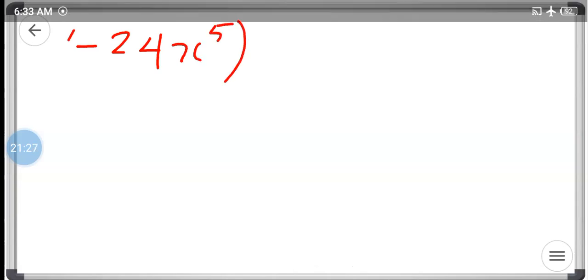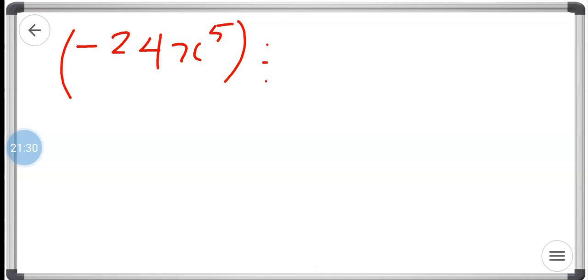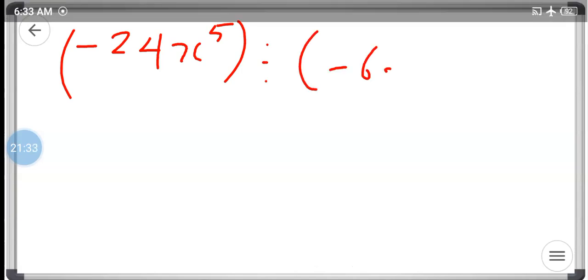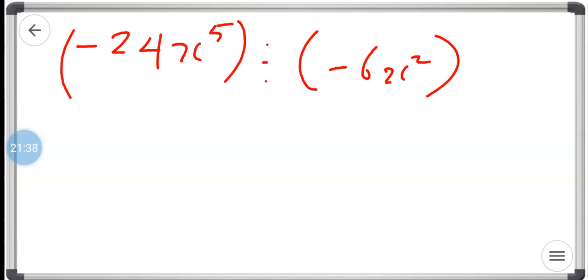Minus 24x raised to 5 divided by minus 6x squared. From here, you can see that the signs are alike, which means our result will be positive. So from that, you can deduce this: minus 24 divided by minus 6.